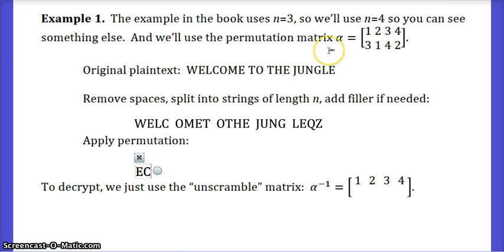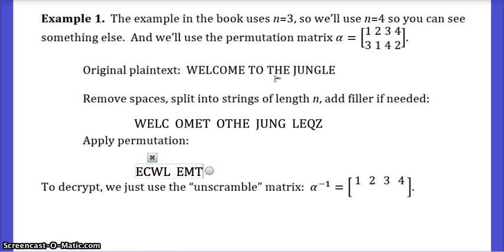The third letter comes from the first one, and the last one would be the L. And then in OMET, that's going to turn out to be EO, I believe. No, EM. And then the next letter was the fourth one, and the last one.